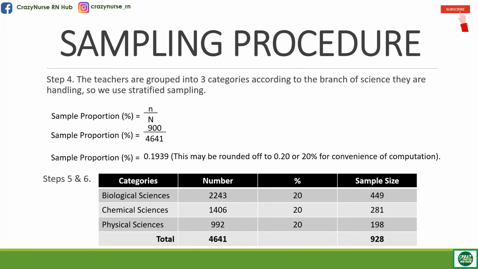Next, we have chemical sciences. We have 1,406 multiplied by 0.20. Then the sample size is 281. So that means we will get 281 as the sample size from the chemical sciences teachers. And lastly, we have physical sciences. We have 992 multiplied by 0.20. Then the answer is 198, which is our sample size. So we will get 198 from the physical sciences teachers. That would comprise a total of 928 as our sample size.